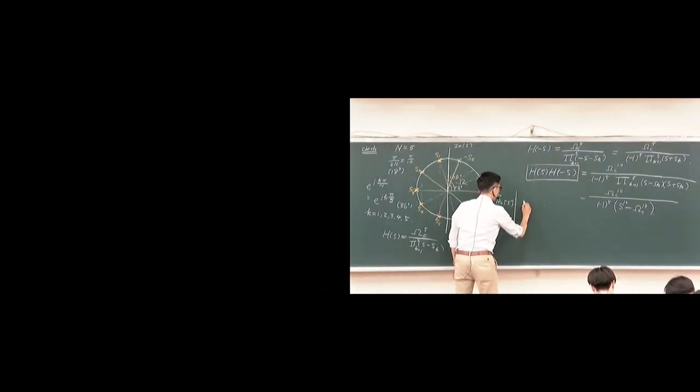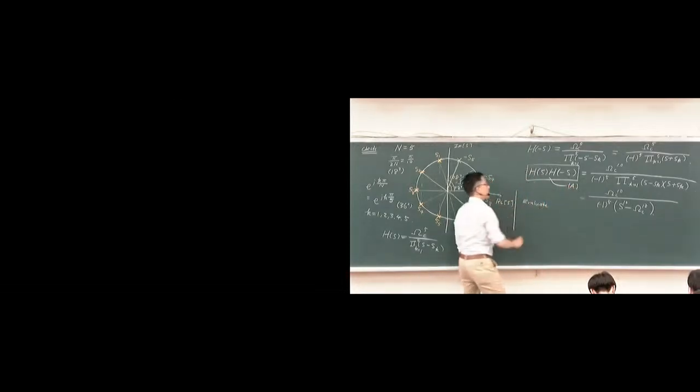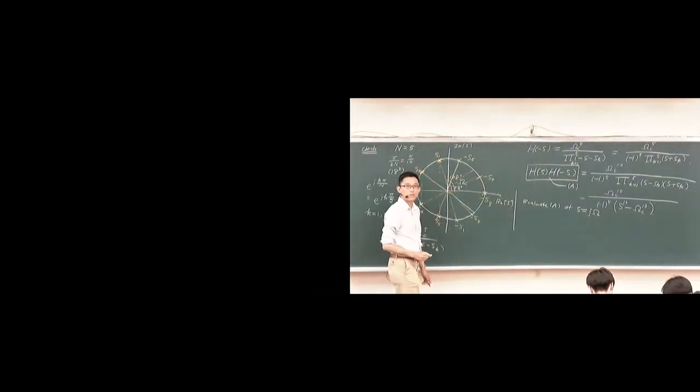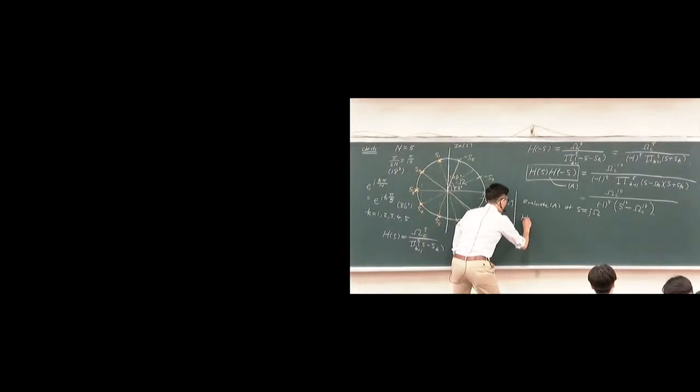So now, finally, we can evaluate this expression. Let's say this is expression A. Let's evaluate expression A at s equals j omega and see what we get. That's the next step. We're going to evaluate this expression at j omega minus j omega.